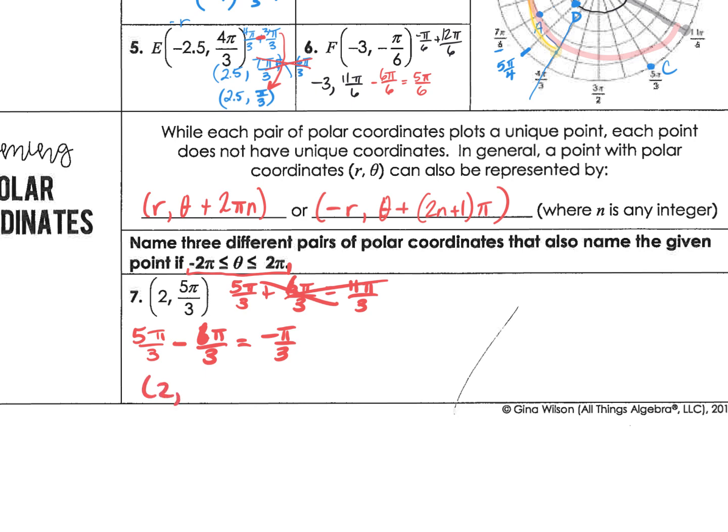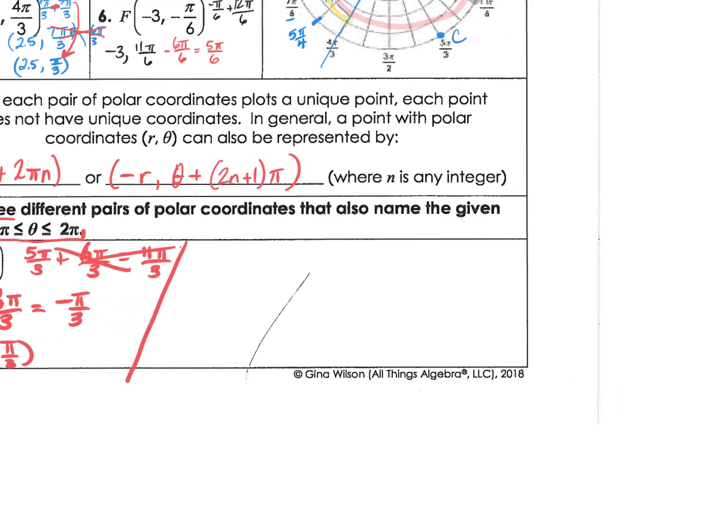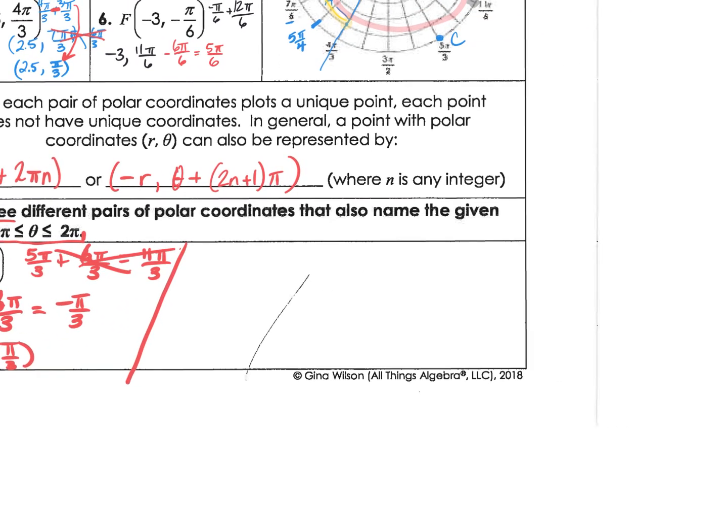So now we have 2, negative pi over 3. And let me reiterate, you either add 2 pi or subtract 2 pi to get one of your coordinates. So that's the first one, of 3 different pairs. So first, add or subtract 2 pi. Now for the next one, you're going to flip the sign. So instead of 5 pi over 3, we're going to switch it to negative 2, something. Well, remember, we said we could either add or subtract pi, couldn't we?